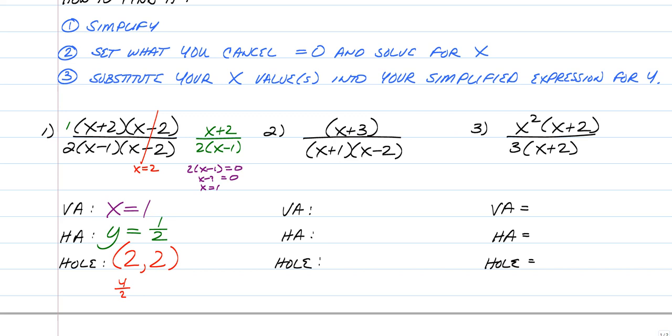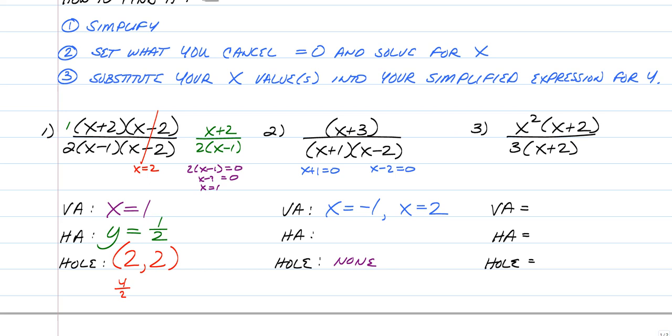Otherwise, here we go. This second example, we see that nothing cancels out. So if nothing cancels out, we just say that we have no hole, or none, or leave it blank, whatever. So there's nothing we can do there. The vertical asymptote, that's when we set our denominator equal to 0. So if we set both parts, we have x plus 1 equal to 0 and x minus 2 equal to 0. We have two vertical asymptotes. We have a vertical asymptote at x equals -1 and another one at x equals 2. Remember, they each get an x equals because we are writing equations of vertical lines.